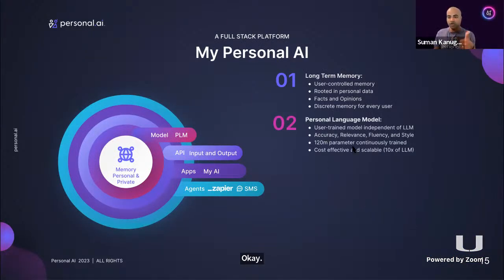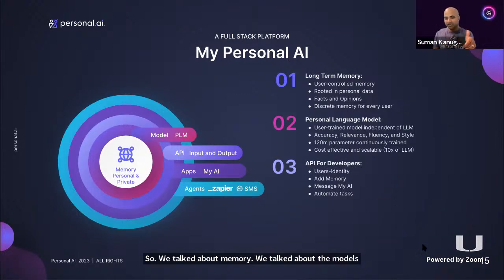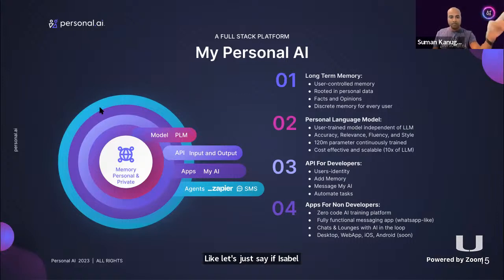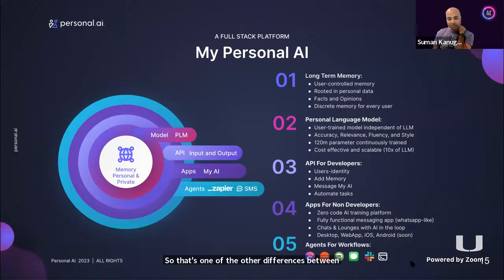So we talked about memory, we talked about the models. By the way, these are super efficient models as well. Everybody gets their own model. Let's just say Isabel has her memory, Lizzie has her memory, and none of these memories are shared. That's one of the other differences between big tech pre-trained models and these models. Every memory is unique to each person.